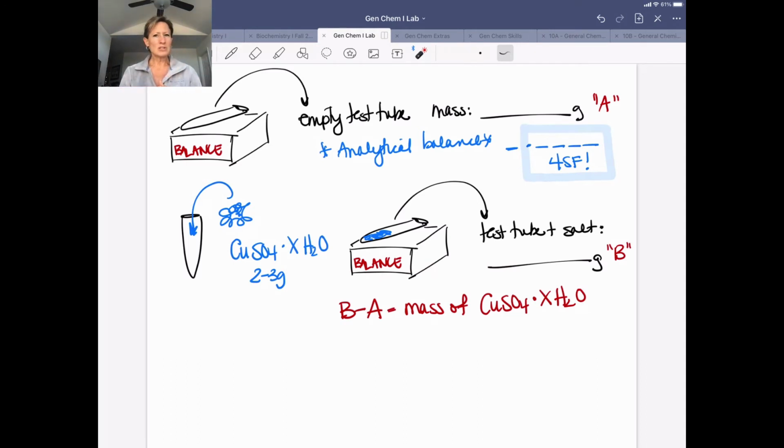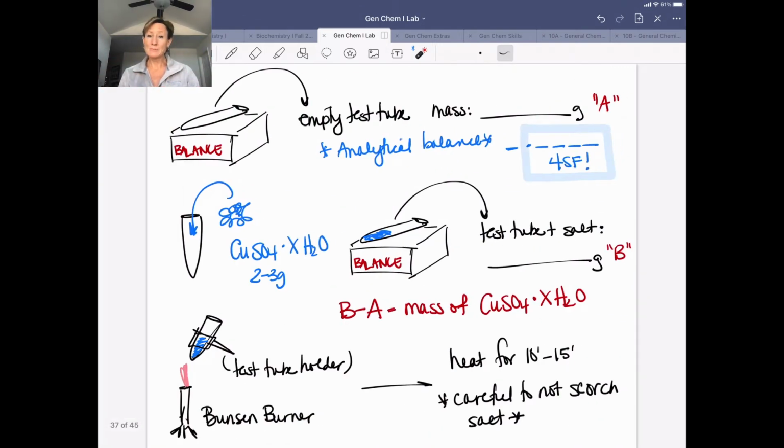Now, why it's important to not just mass it on the weigh paper and then transfer it in is that there's still going to be some of that salt left on the paper. We won't have what we call quantitative transfer. So this is an experimental method that will allow us to make sure that we have all of that copper sulfate hydrate accounted for.